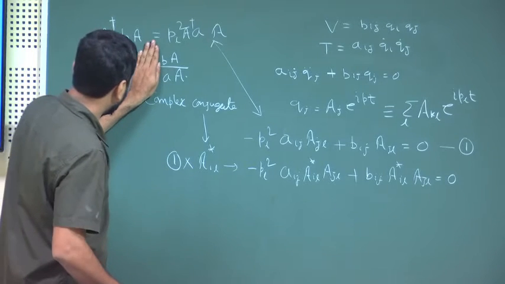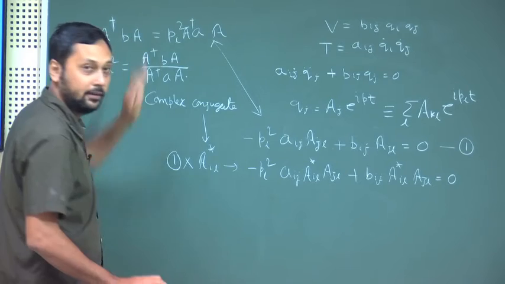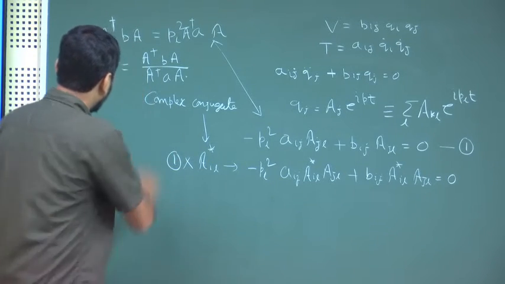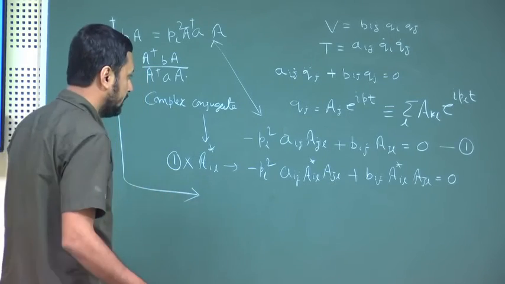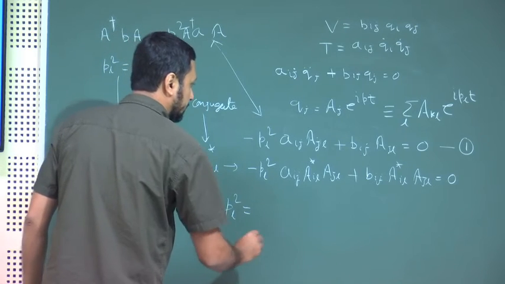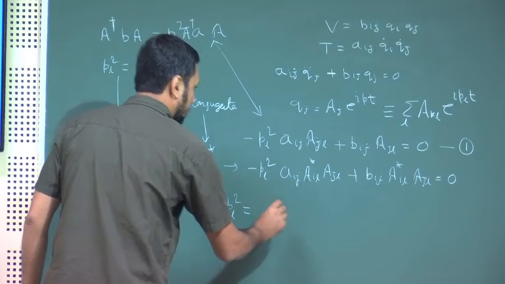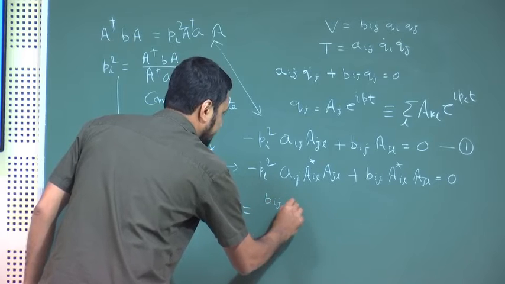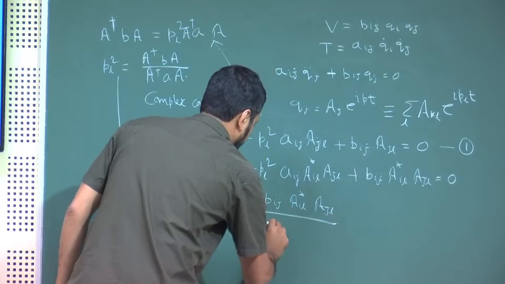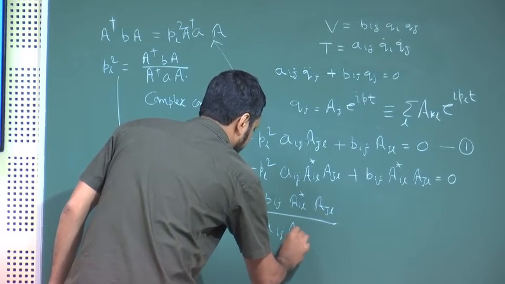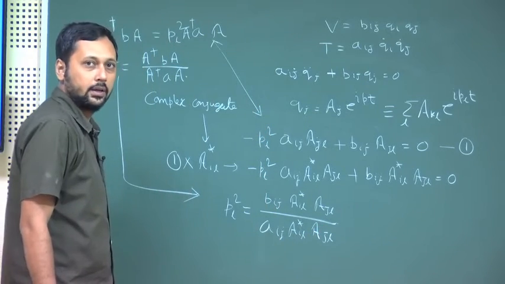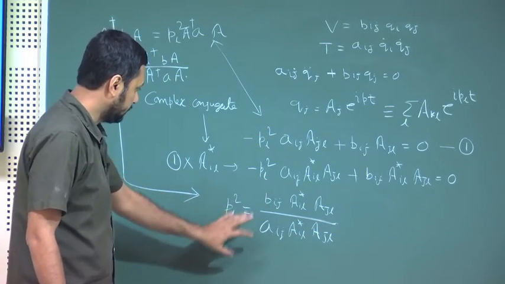This is a totally valid operation. But instead of writing this, if I just write B A divided by A, this is not a valid matrix operation. Similarly, the same equation in component form will be P L square equal to B I J A I L star A J L divided by A I J A I L star A J L. So, this is one equation.